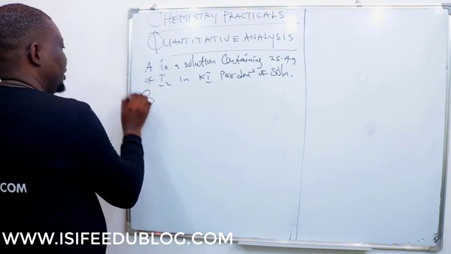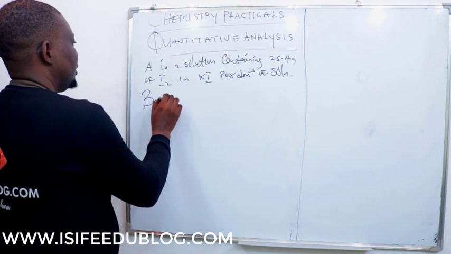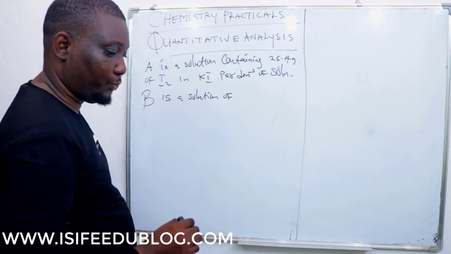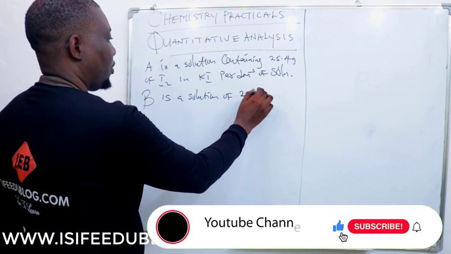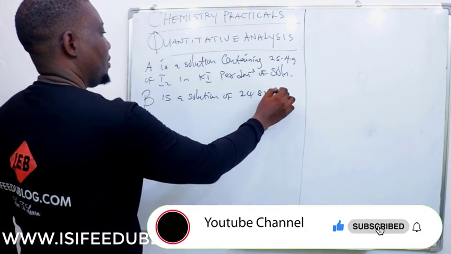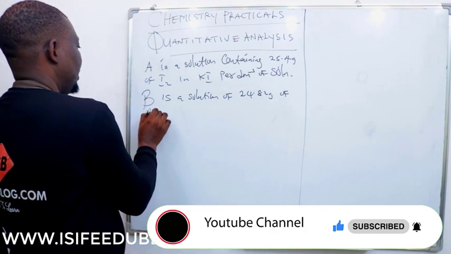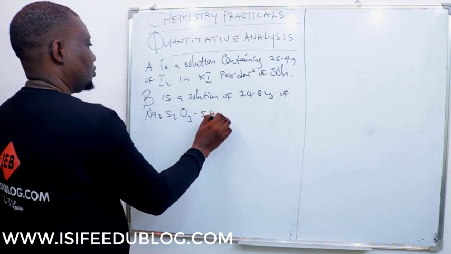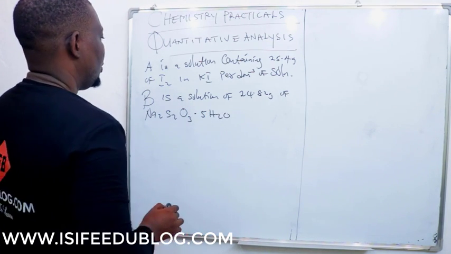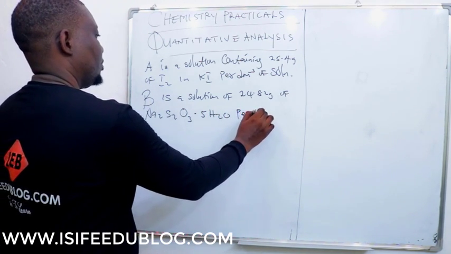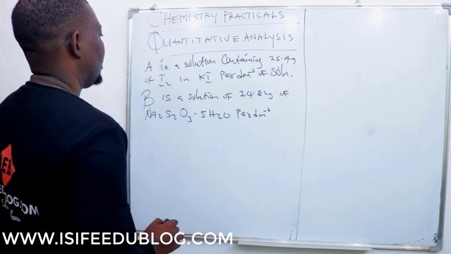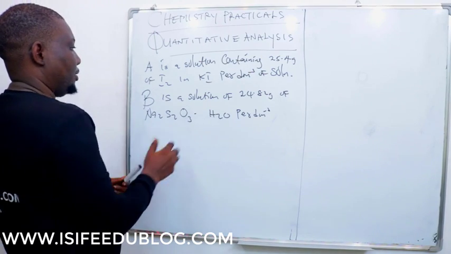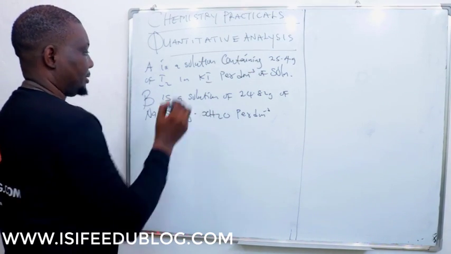And then B is a solution of 24.82 gram of Na2S2O3.5H2O per dm³. Okay. The other thing you will see, let me make it X or N. Okay, let me call it X.